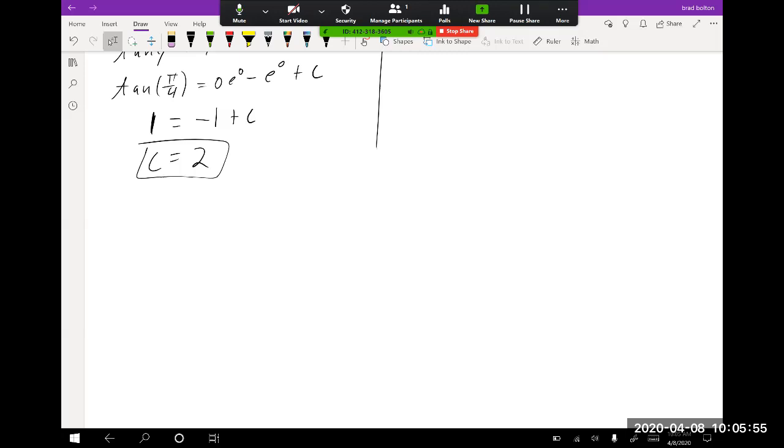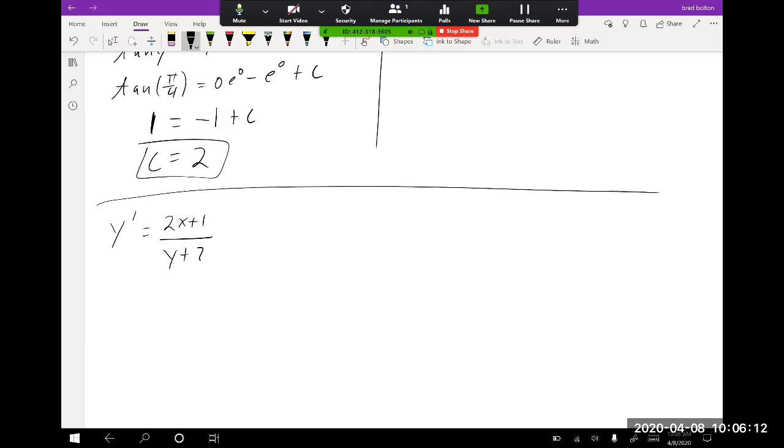Let's try one more of these initial value problems, or we actually have a few more that we're going to do. Let's see here. So I have y prime is equal to (2x plus 1) divided by (y plus 2). So once again, the first thing we're going to do is convert this to dy/dx equals (2x plus 1) divided by (y plus 2). And now we're going to rearrange this, and this is going to be (y plus 2) dy equal to (2x plus 1) dx.